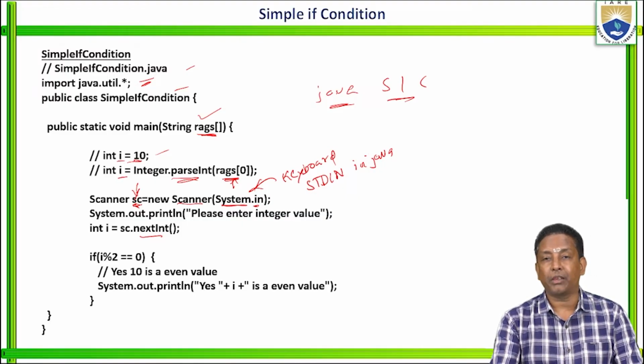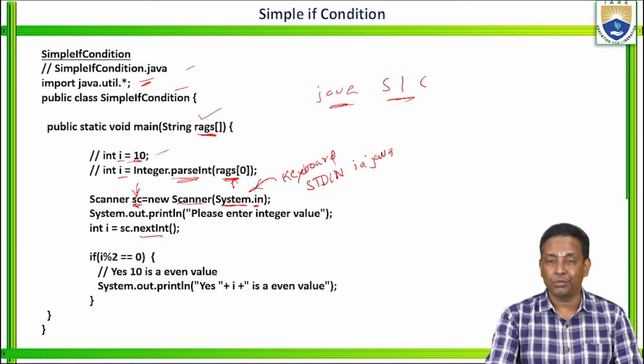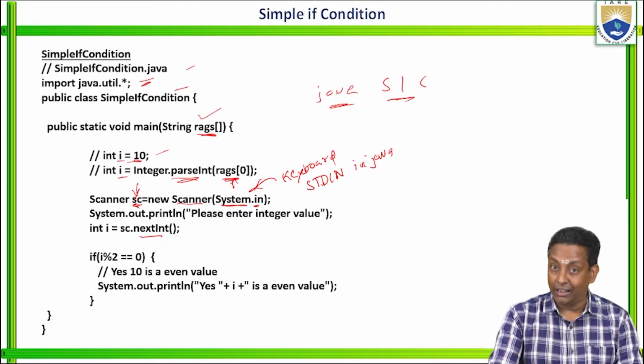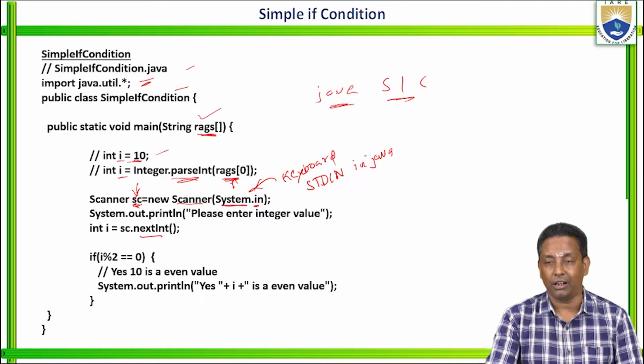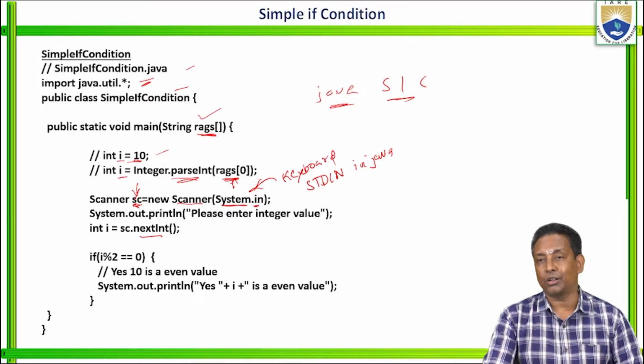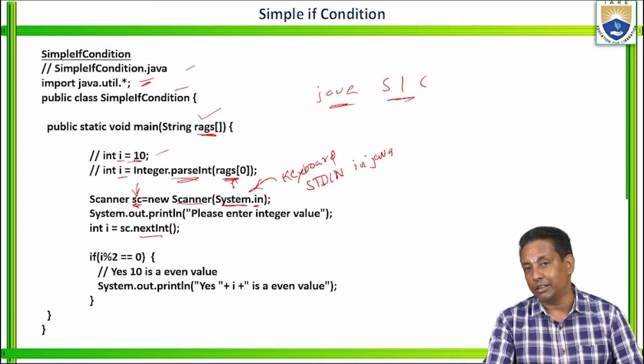for each data type: nextByte, nextShort, nextInt, nextLong, nextFloat, nextDouble. next is for reading a string, and nextLine reads the entire line. Next will read a single word, nextLine will read the complete line. Similarly, nextByte, nextShort, nextInt, nextLong, nextFloat, nextDouble, nextChar. Like that, for each and every data type, one next method is there in the Scanner class.